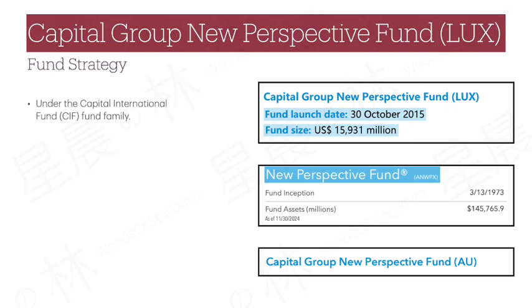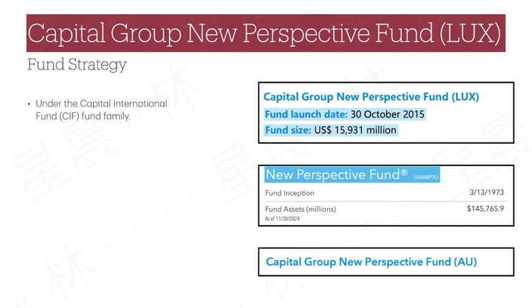The original New Perspective Fund was incepted in 1973 in the US and is still running today at over 145 billion US dollars in AUM, while the fund we access in Singapore was launched in 2015 and has over 15 billion US dollars in AUM. Capital Group also has the same strategy launched in other local regions.